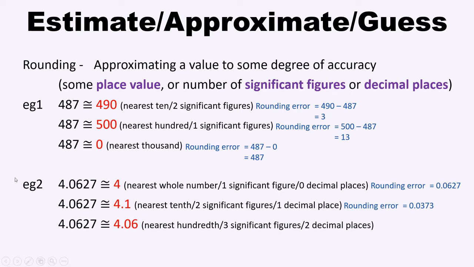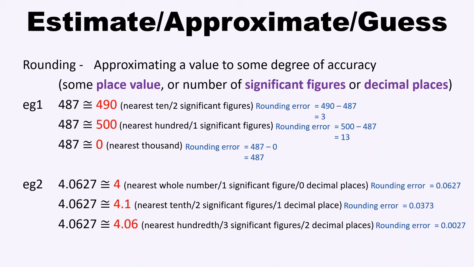That is, where the 6 was, I saw there was a 2 next to it, so the 6 did not round up, and I say that 4.0627 is approximately the same thing as 4.06. This time, my answer, which is to 3 significant figures, or 2 decimal places, only involves a rounding error of 27 ten-thousandths. That's just a tiny, tiny little rounding error.